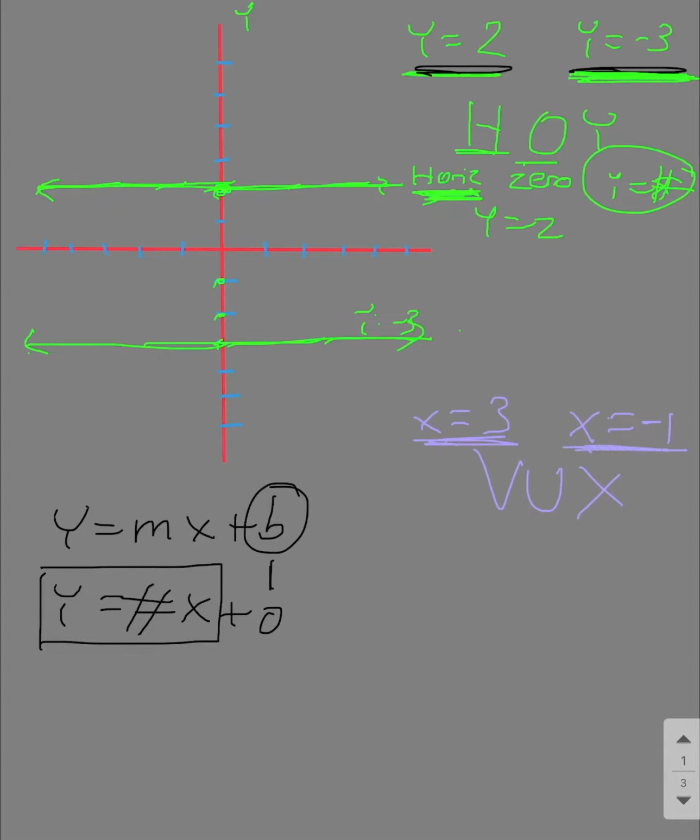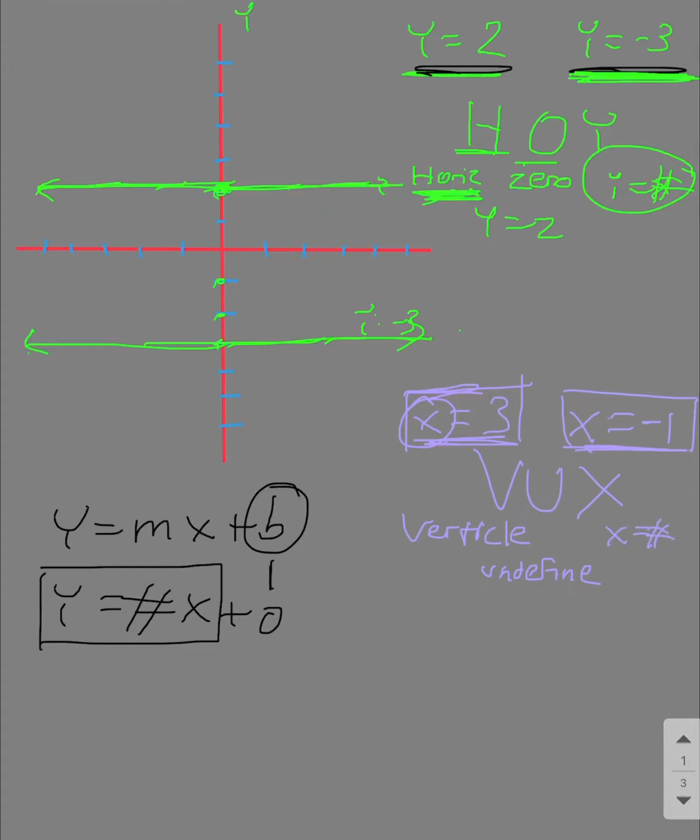The classifications for the next type of functions are x equals 3 and x equals negative 1. So these values are all pertaining to the x equals function. According to VUX, the V is the vertical. The U is undefined, so therefore the slope is going to be undefined when we graph vertical lines. And these pertain to any x equals function.